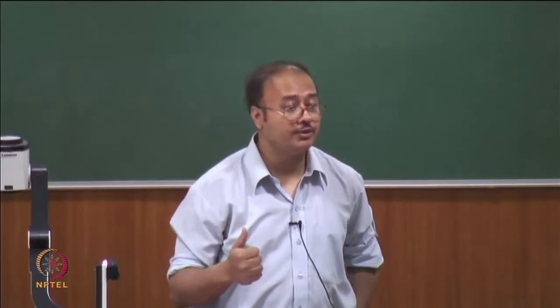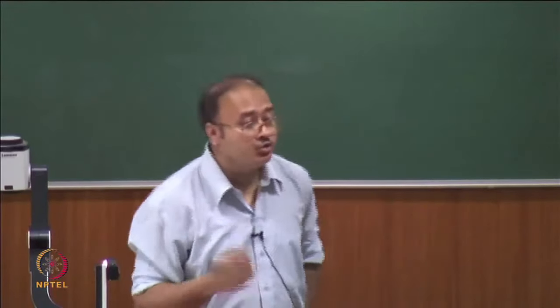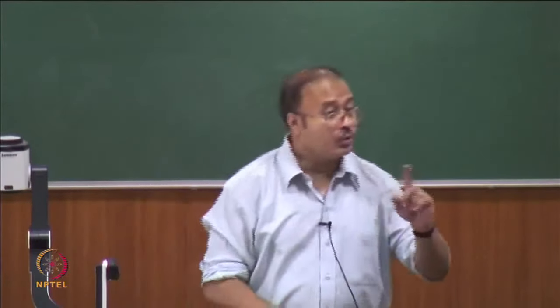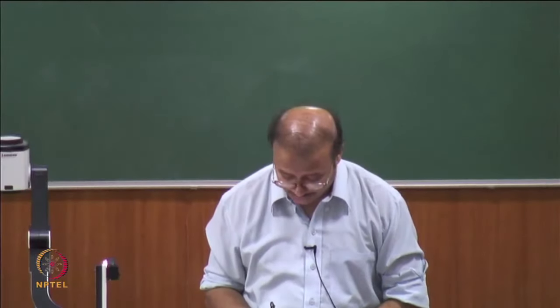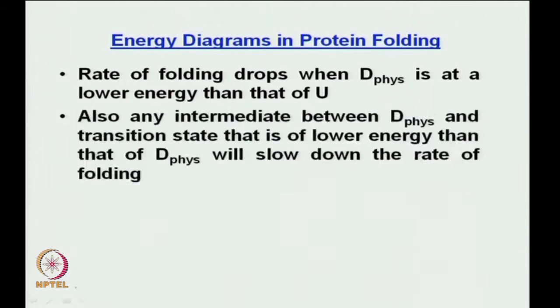The first two were no intermediates, the second two you started considering intermediates, right. Now, this is just one intermediate, you might be having a series of intermediates, then accordingly that will vary. Okay. But what is the take home point from here? How do we look at this? The rate of folding drops when D physiological is at lower energy than that of U, that we saw. Okay. Good. Now, any intermediate between the D physiological and transition state that is of lower energy than that of D physiological will slow down the rate of folding, that is what we just saw.